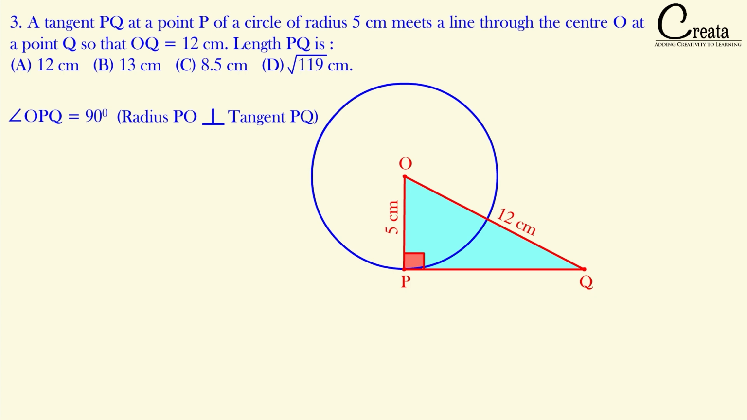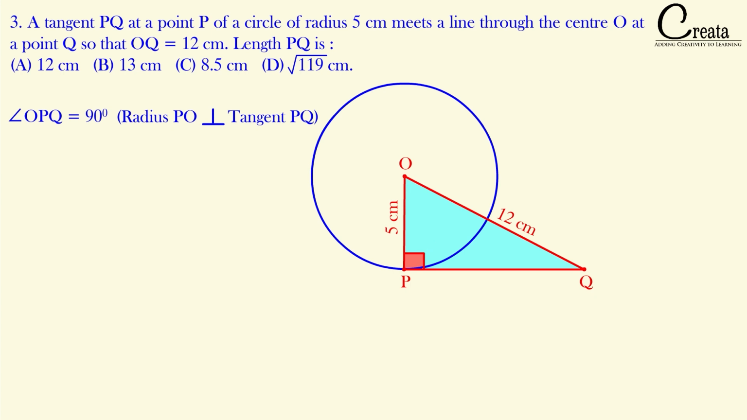OQ is the hypotenuse. How do we know OQ is the hypotenuse? Hypotenuse is a side which is opposite to 90-degree angle. Here angle P is 90-degree angle. So the side opposite to angle P is the side OQ, which is the hypotenuse for this triangle.